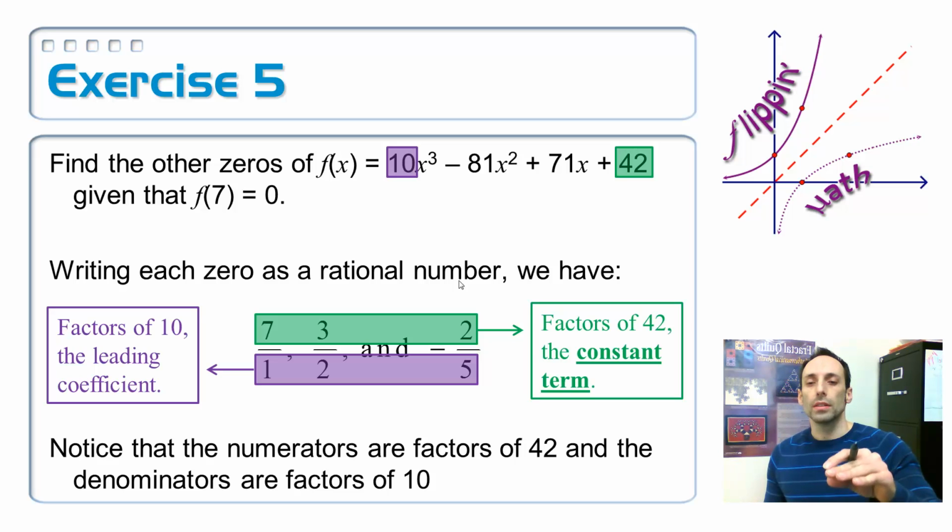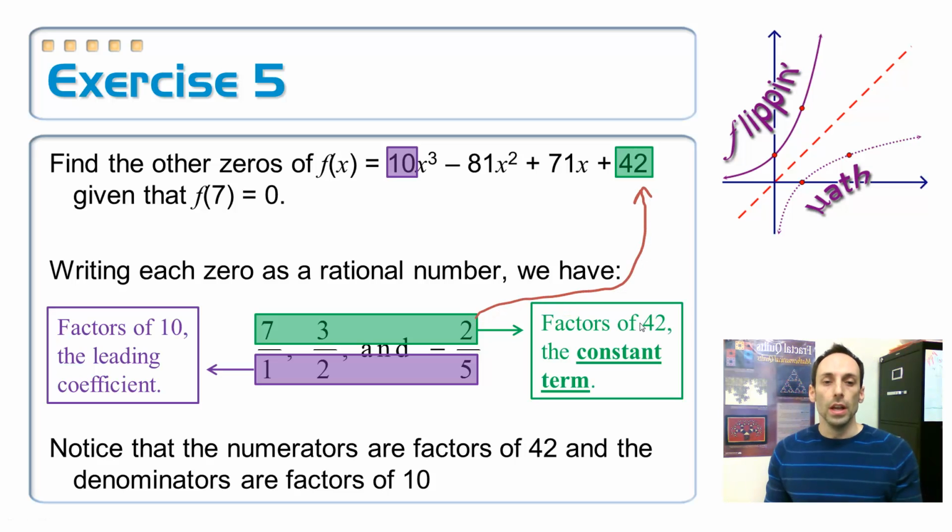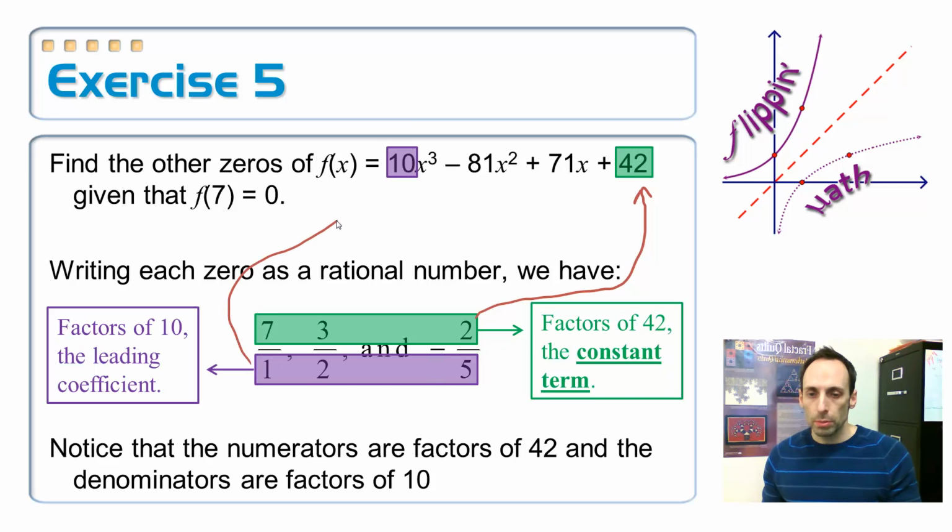And this is exactly what this thing called the Rational Zero Theorem is going to say: that for all of our zeros, the top numbers are going to be factors of the constant term, and the bottom numbers down here are always going to be factors of the leading coefficient.